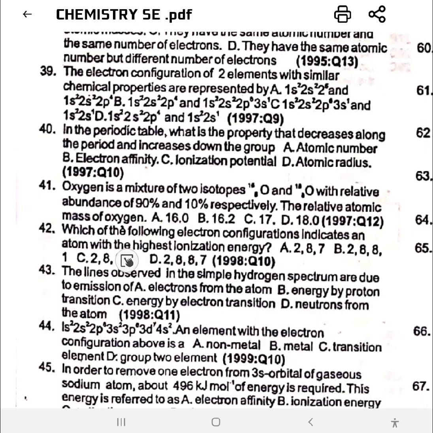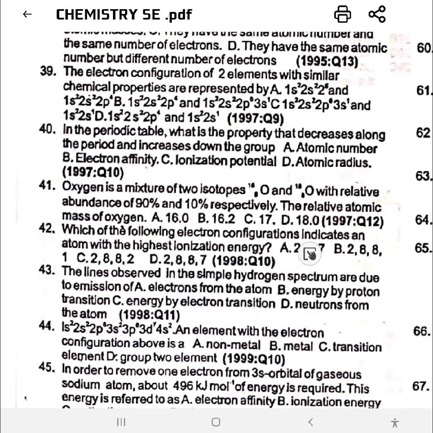They belong to the same period. Hence, the ionization energy of D is the highest, while B is the least. They are asking you for the one with the highest ionization energy. For 42, you go with option A.